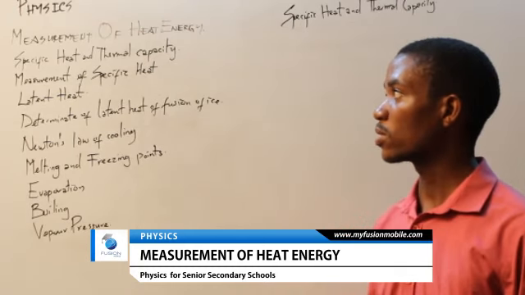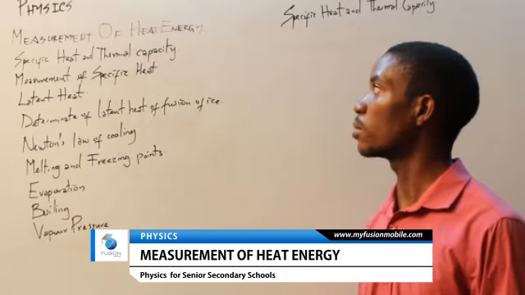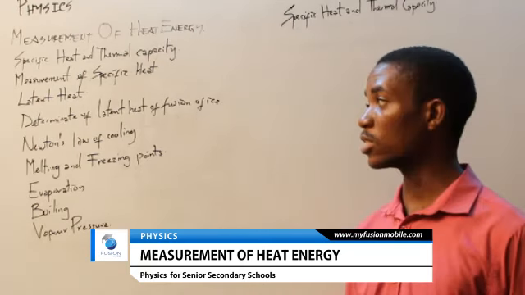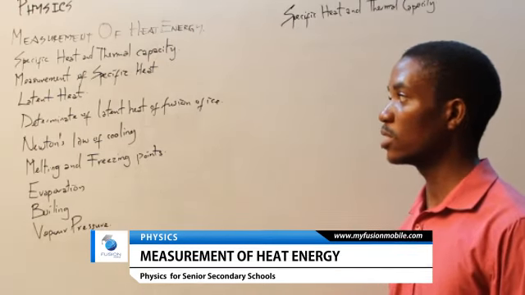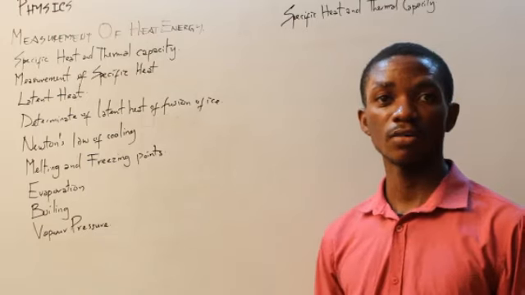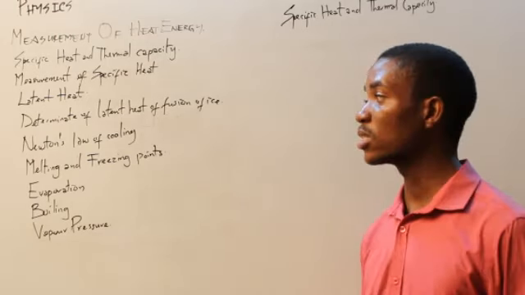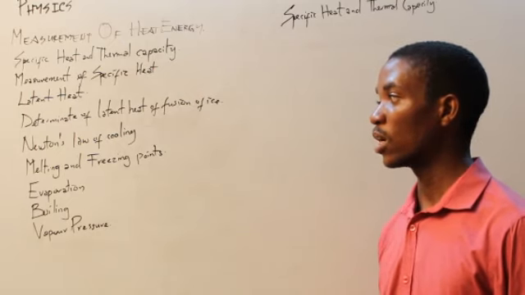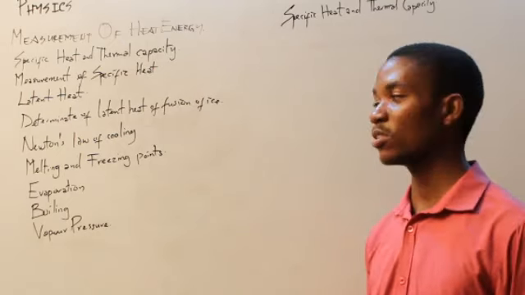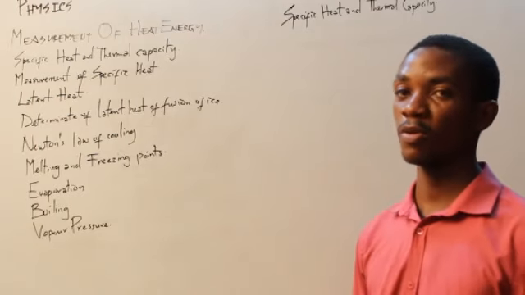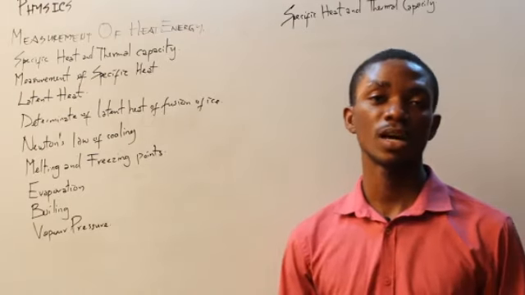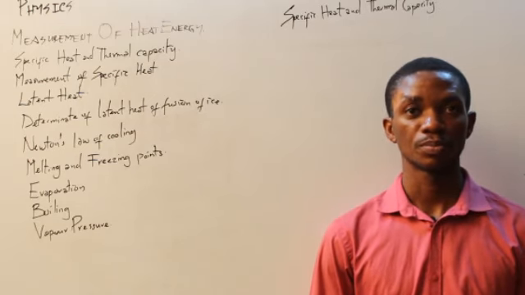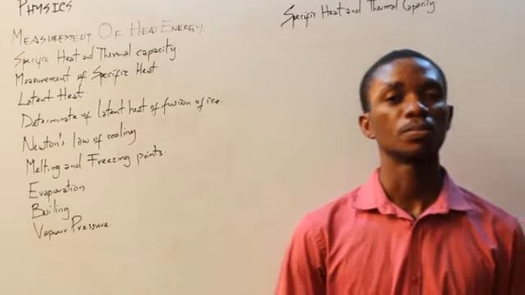We'll consider the topics specific heat and thermal capacity, measurement of specific heat. We'll look at latent heat. We'll determine the latent heat of fusion of ice. We'll look at Newton's laws of cooling, consider the melting and freezing points. Then we'll look at evaporation and boiling, after which we'll consider vapor pressure. Alright, let's go.